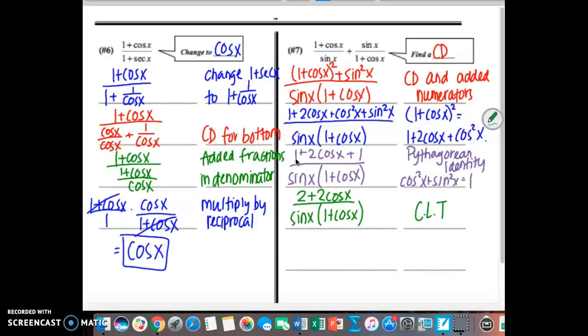Now we can do our next step, which is factoring. Notice we have 2 2's in the numerator. So if we factor out a 2, we'll be left with 2 times 1 plus cosine of x in the numerator, and in the denominator we will still have sine of x times 1 plus cosine of x. So this step just included factoring the greatest common factor, which was the 2, and we reduced.